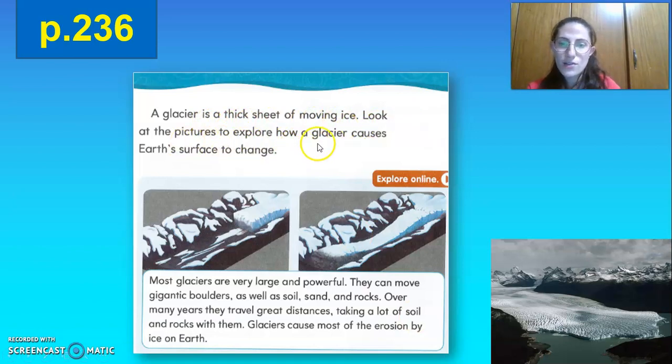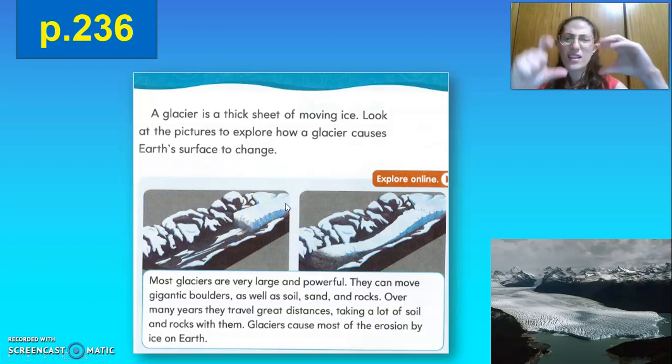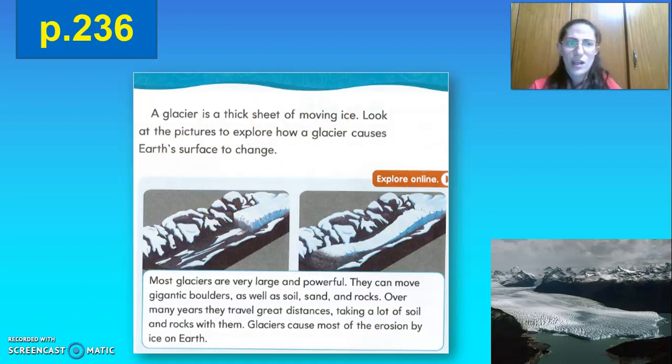Look at the pictures to explore how a glacier causes Earth's surface to change. So I'm going to read it one more time, then we're going to explore the pictures, okay? A glacier is a thick sheet of moving ice. Look at the pictures to explore how a glacier causes Earth's surface to change. So a glacier is a very thick sheet of moving ice, and that moves slowly over many millions of years or many thousands of years, okay?